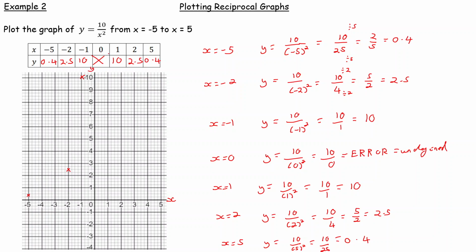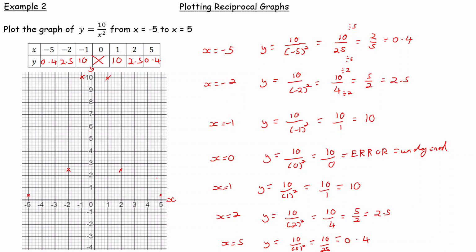X is 0, there's no y value, so I go to the next one. X is 1, y is 10, which is up here. X is 2, 2.5 for y is going to be here. It's just kind of reflecting, isn't it? Then x is 5 and y is 0.4, which is somewhere about here.